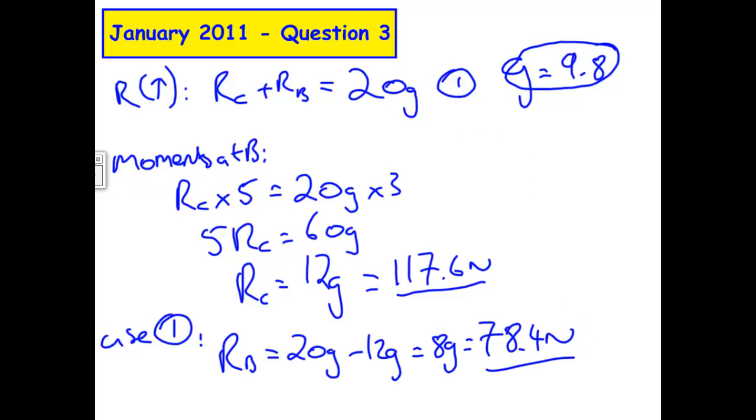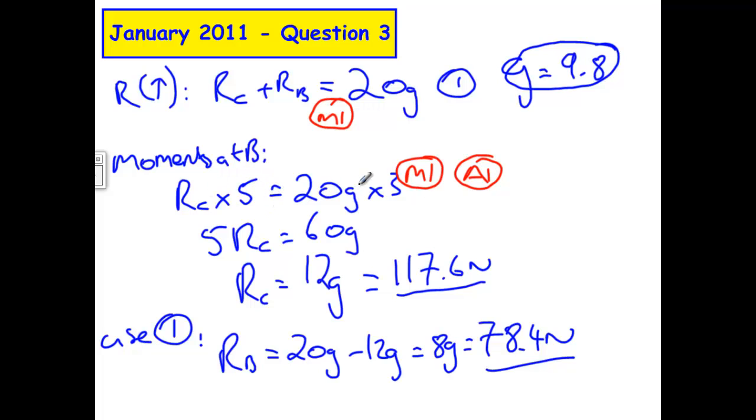Now the way the mark scheme would allocate marks here, they would give you one method mark for each of the equations that you set up. So for resolving vertically and making it clear that I'm doing that, you get one method mark. And for taking a moments equation, you get another method mark.